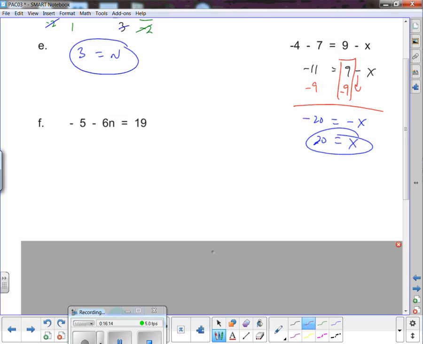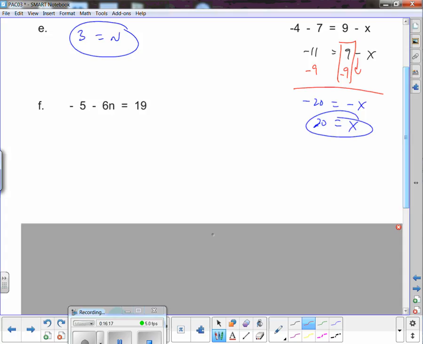Okay, F. Somebody raise your hand and tell me how to do F. Amber, go ahead. I agree. I'm going to add positive 5 to both sides. Somebody tell me, let's see, Omar, you've been quiet back there. Omar, what's the next line going to be? He says negative 6n equals 24. How many agree? And that's correct, right? And he kept that negative sign, which is good. Somebody tell me what to do next. Hannah?